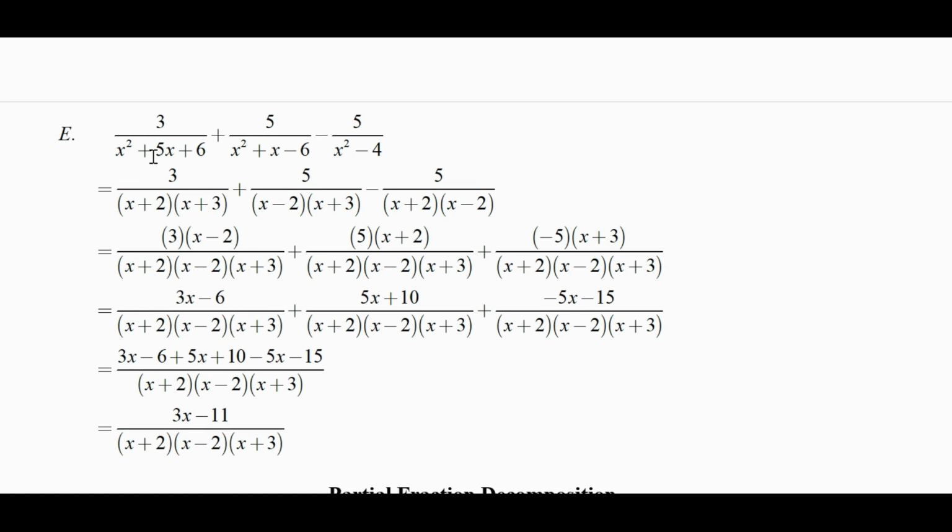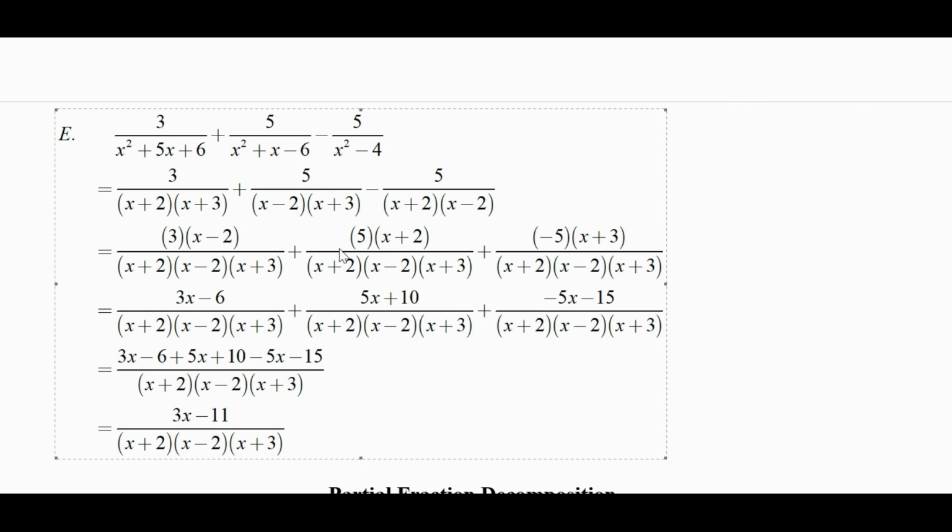This is x plus 2 times x plus 3 for the denominator. This one is x minus 2 times x plus 3 for the denominator. And the last one is x plus 2 times x minus 2. So if you notice, we have an x plus 2 and an x minus 2, and we have an x plus 3. So those are our three factors for our common denominator. The one that's missing here is the x minus 2, so I multiply top and bottom by x minus 2 to get our common denominator and equivalent fraction.